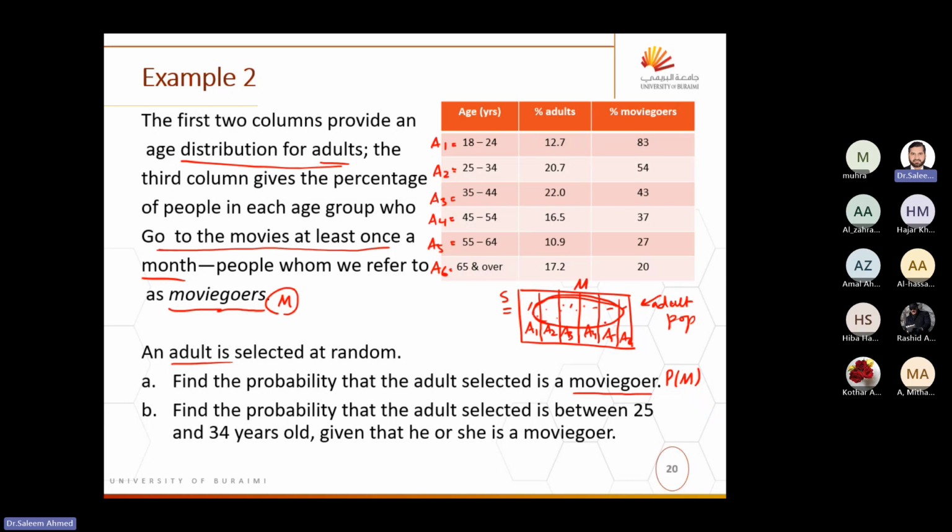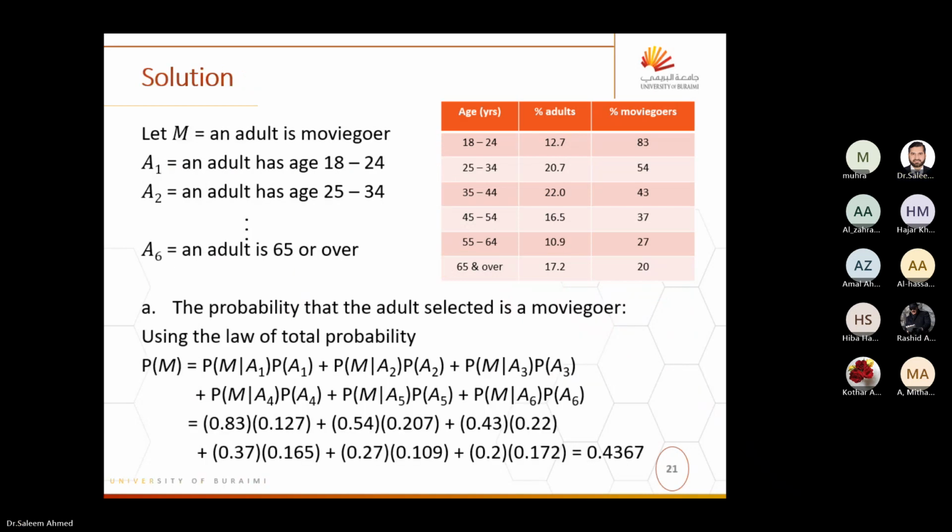Now I have 6 events in my partition, A1 up to A6. Now if I write any formula, it will have 6 terms in it. So for this one, I need the law of total probability. So see, they wrote everything. Let M be for moviegoer, A1 for first age group, A2 for second age group, and so on, A6 for the sixth age group.